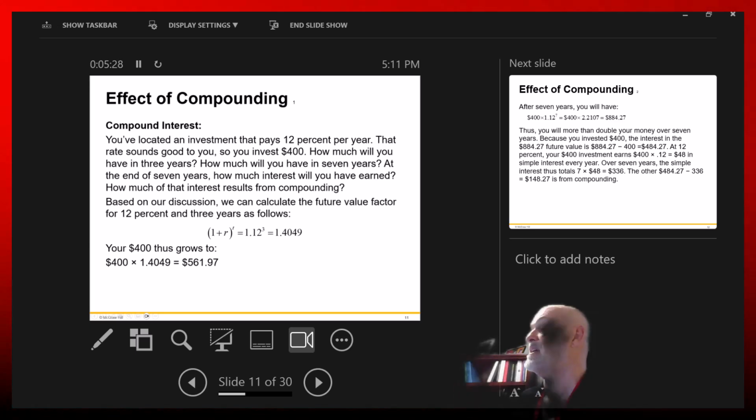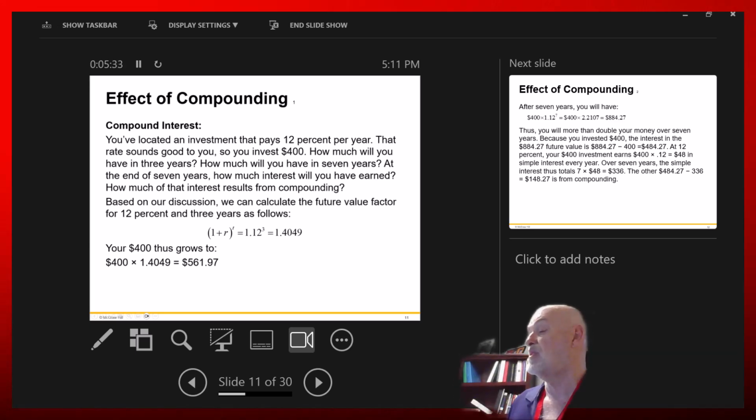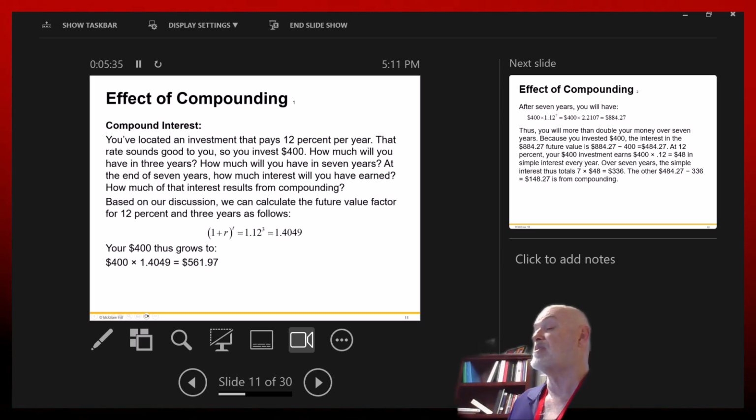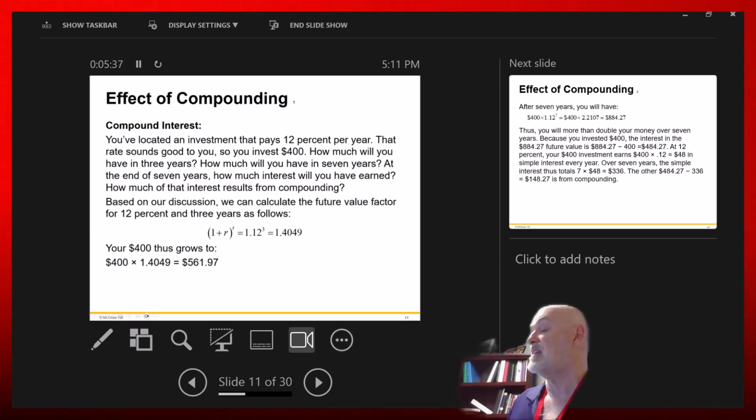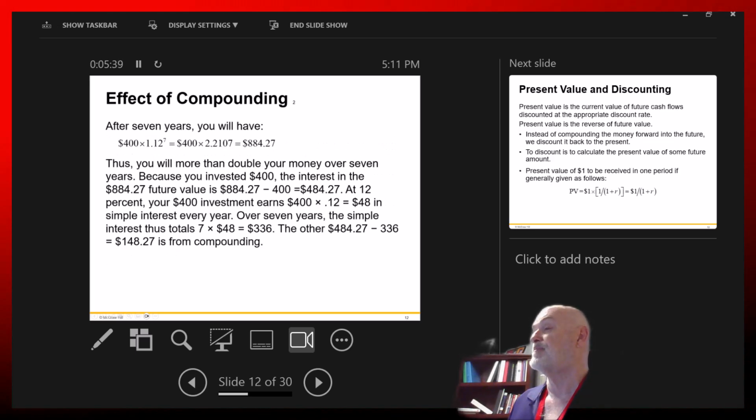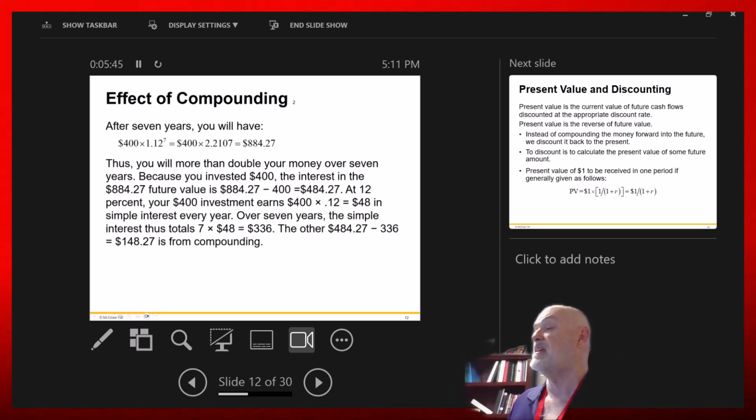Based on our discussion, we can calculate the future value factor for 12% in 3 years as follows. Your $400 thus grows to $561.97. After 7 years, you'd have $884.27. Thus, you would more than double your money over 7 years.